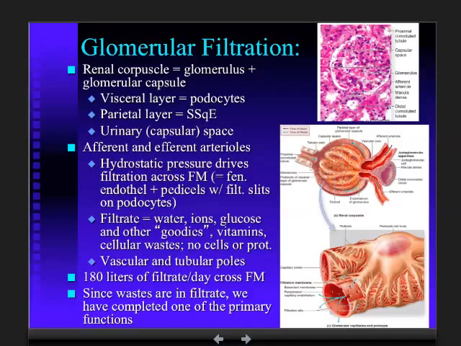So this gradient exists here as a result of the actions of the loop of Henle. Let's see how it does this, and then we'll see what it's good for. This is our loop of Henle. This is called the descending limb. The liquid is going down. This is called the ascending limb. Are we good? Stay with me.